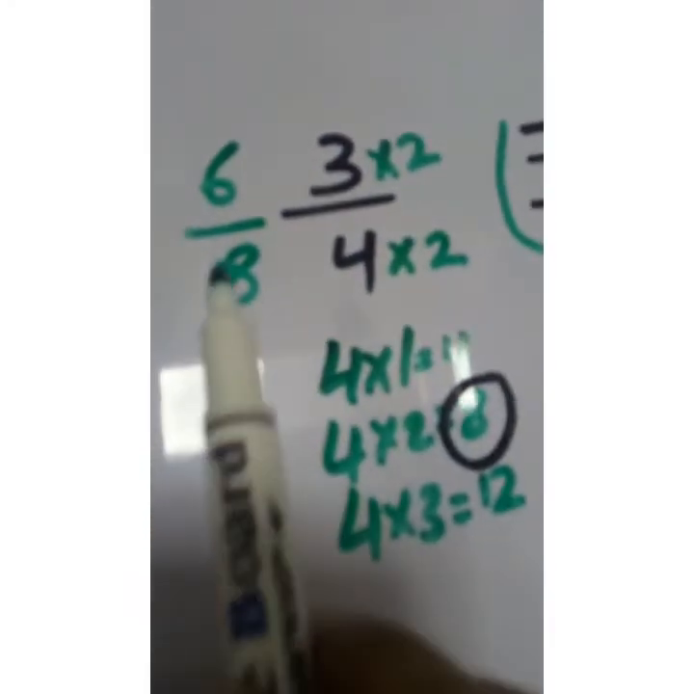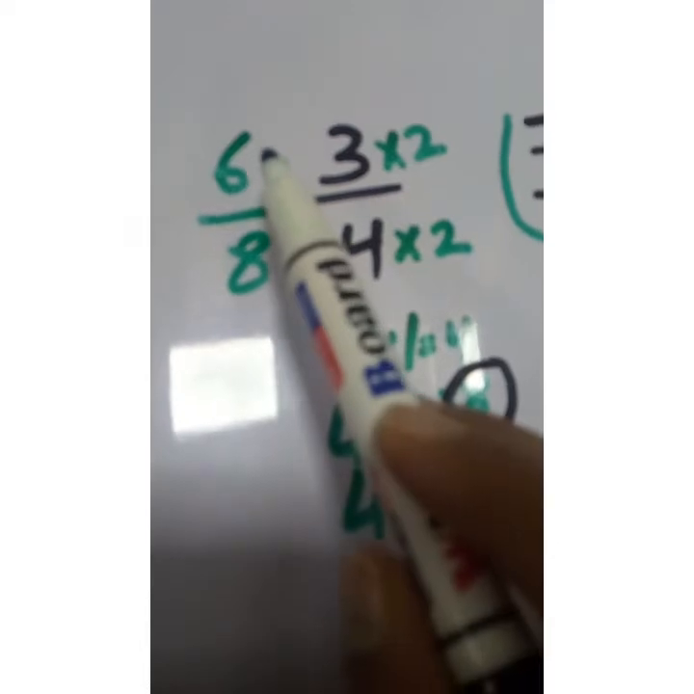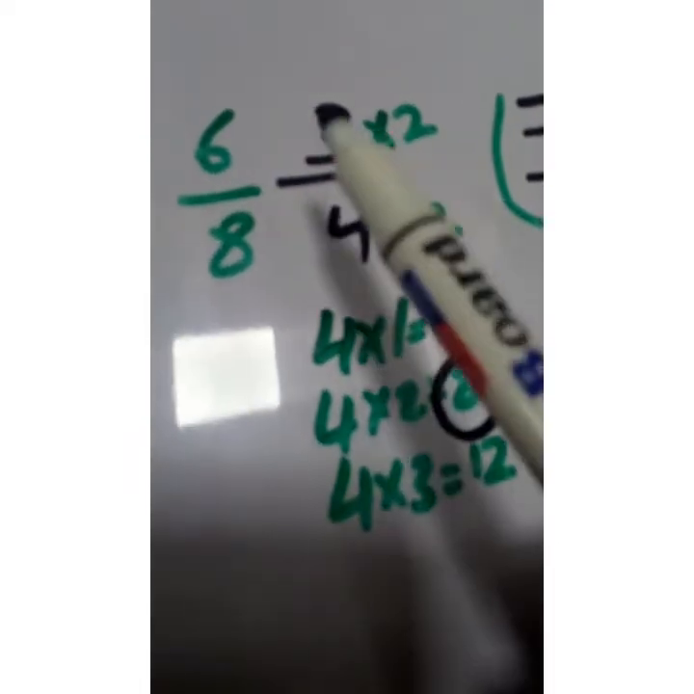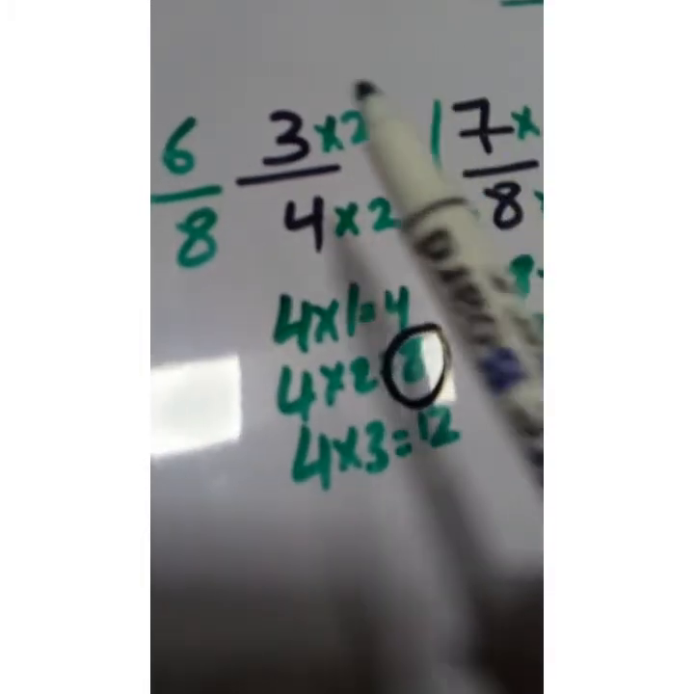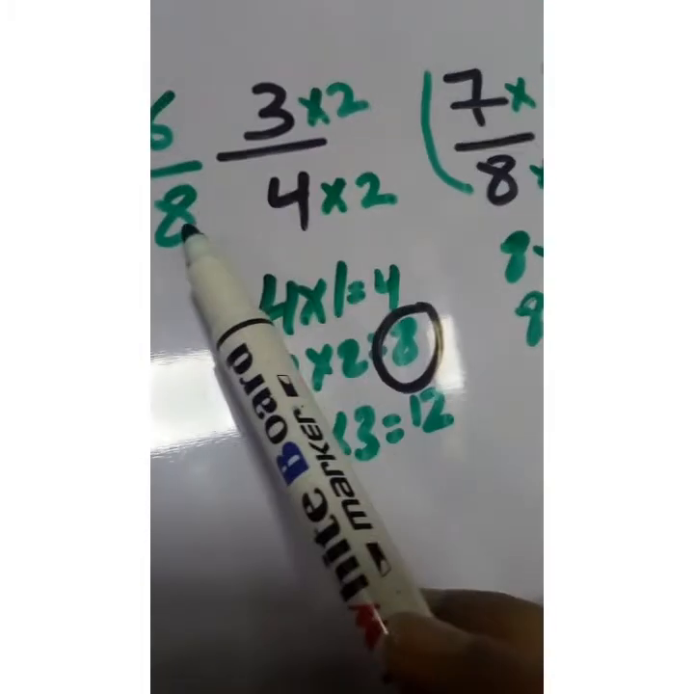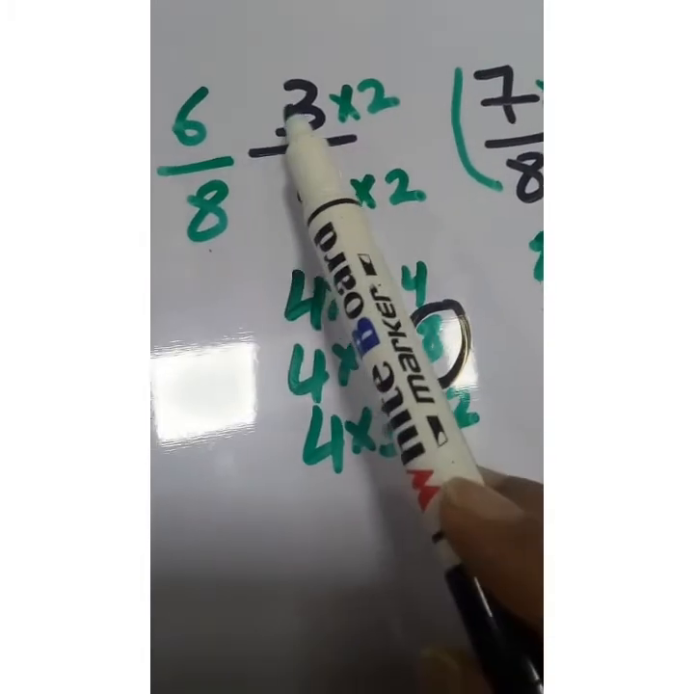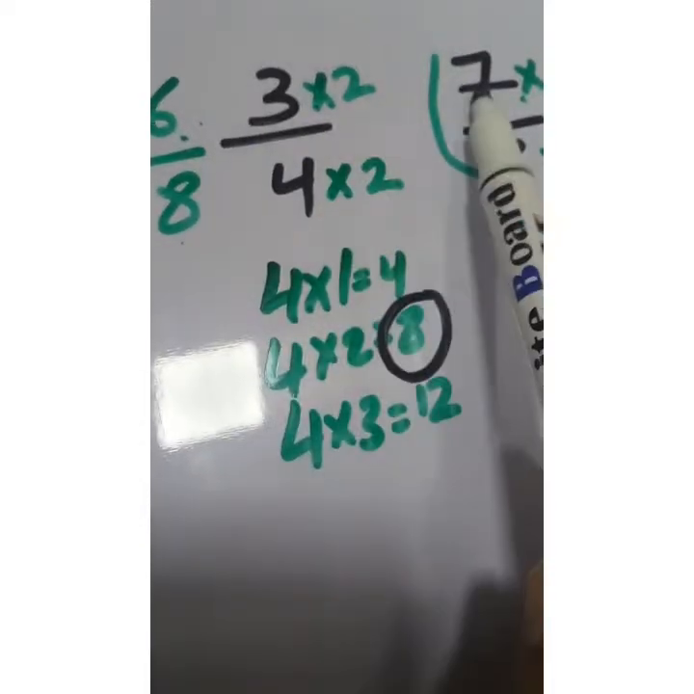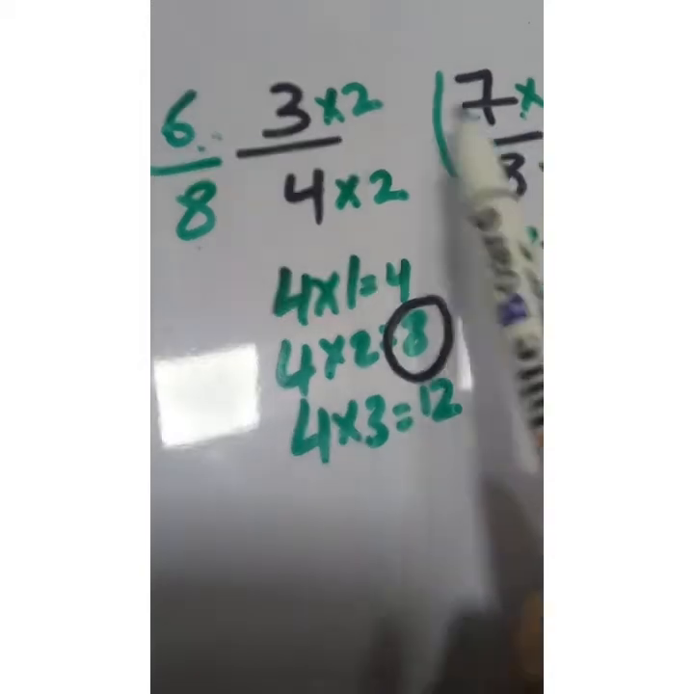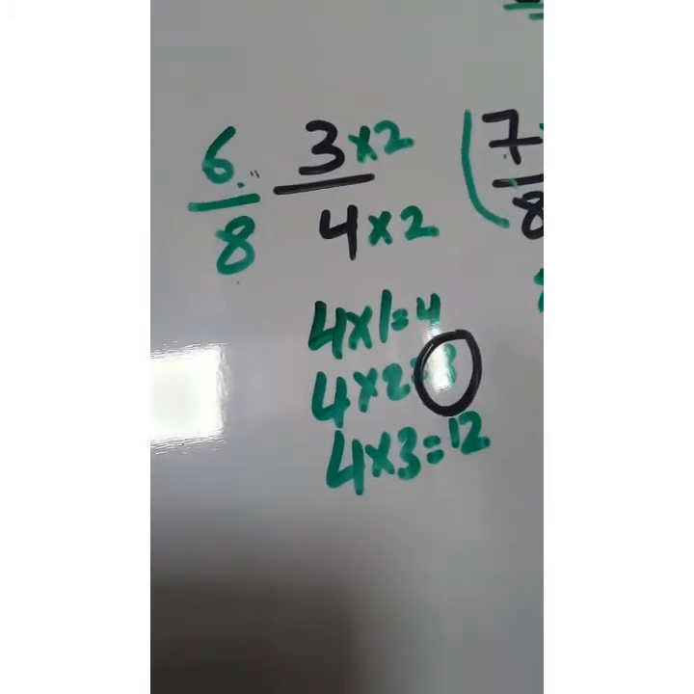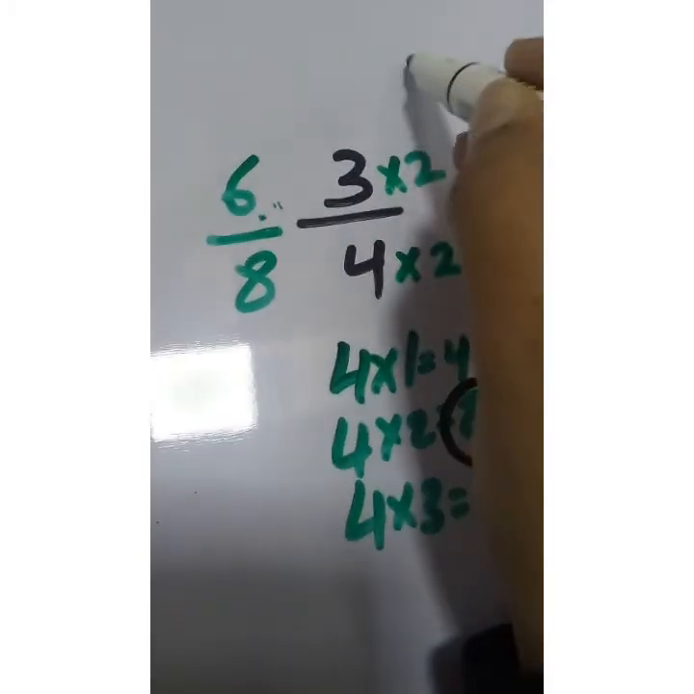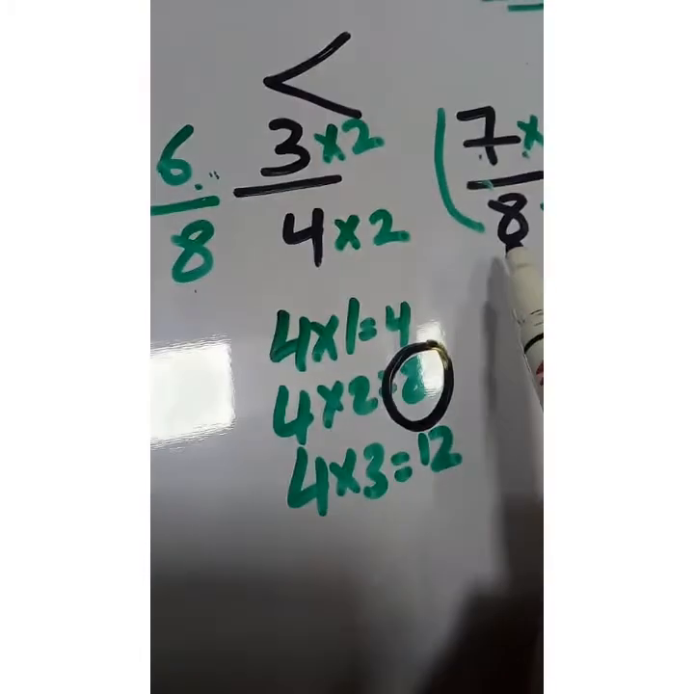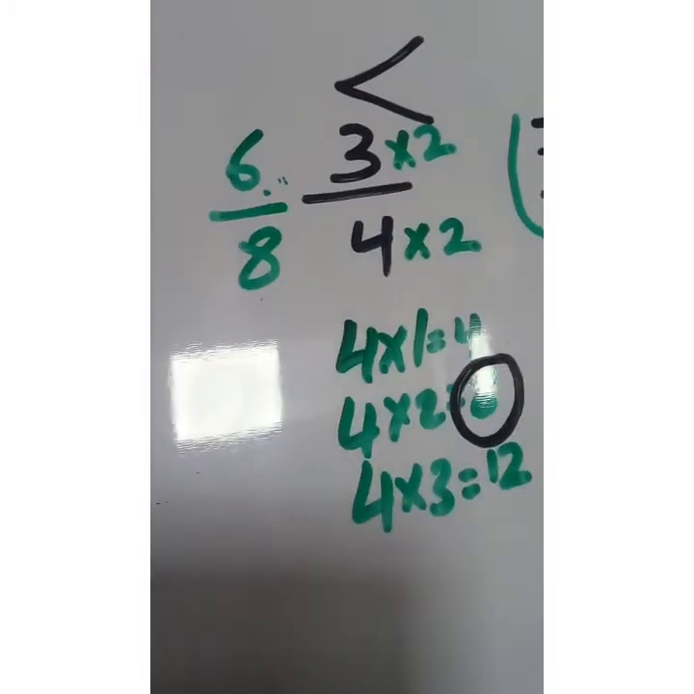Now we have new fractions, 6 by 8 and 7 by 8. So now we can compare easily between 6 and 7. They have the same denominator but different numerators. Which one is larger, the 6 or 7? Of course the 7. So now we know that 7 over 8 is bigger than 6 over 8.